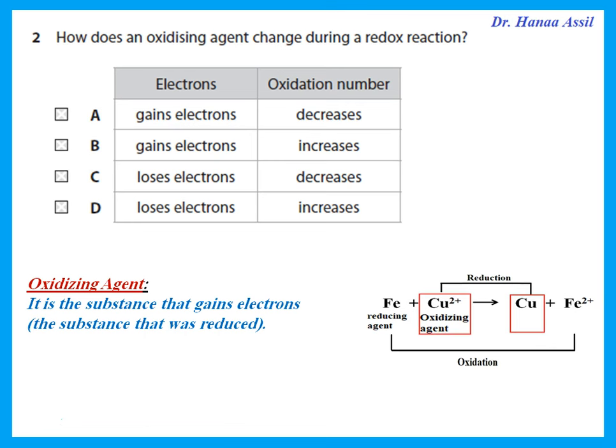Now, when it gains electrons, for example, in the equation we have copper 2 plus, when it gained electrons, the oxidation number does what? The oxidation number decreases. Remember that oxidation number is basically the charge on the species. So Cu2 plus has an oxidation number of +2. Cu with nothing on it, oxidation number is 0, and that means the copper 2 plus changed from +2 to 0, so the oxidation number decreases. So my answer here is A.